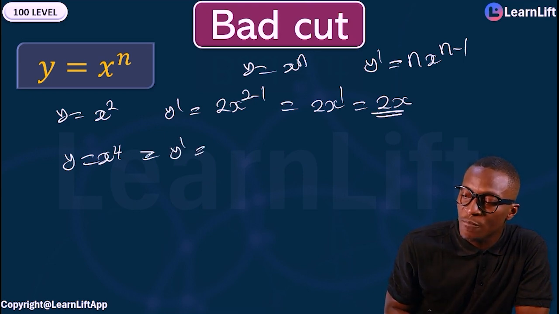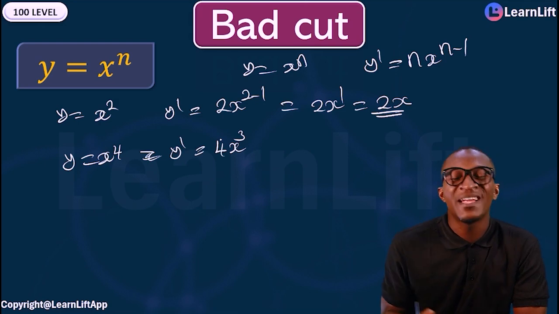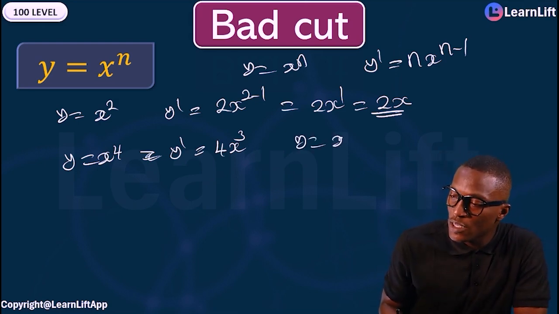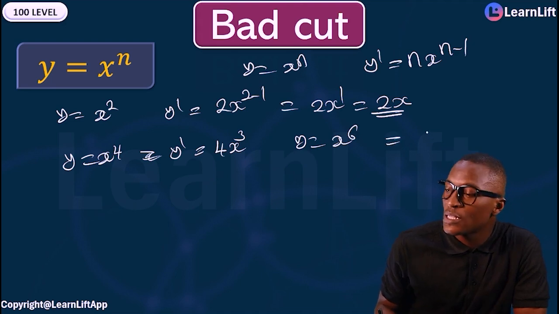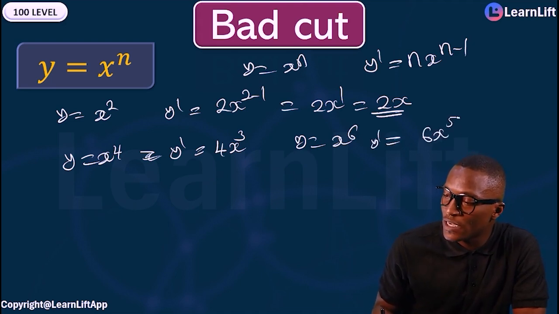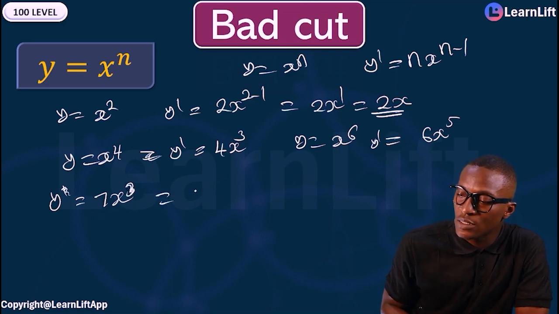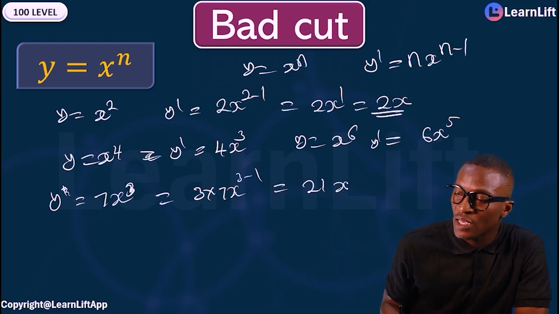If you have y is equal to x raised to power 4, what will now be y prime? That's 4x raised to power 3. Multiply the function by the power, subtract 1 from the power. If we have y is equal to x raised to power 6, give me the answer fast. That will be 6x raised to power 5. If you have y is equal to 7x raised to power 3, what will it give you? That's 3 times 7x raised to 3 minus 1. That will give me 21x raised to power 2.